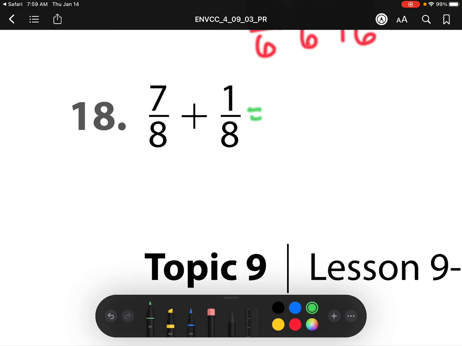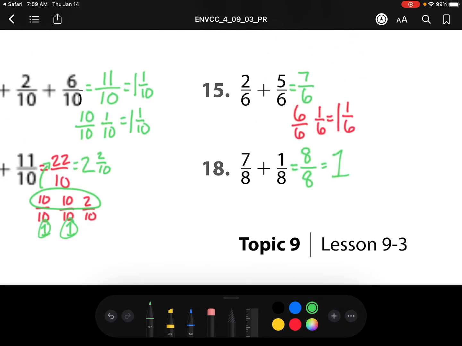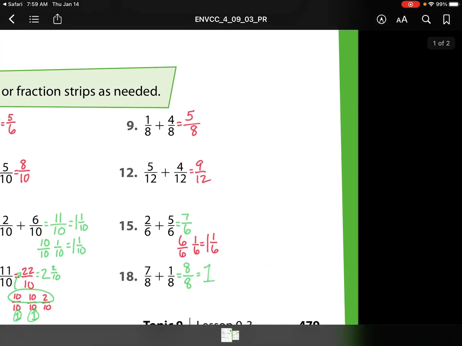This one, 1 plus 7 is, not 9, is 8 over 8, which equals 1 whole. So let's head to our next page.